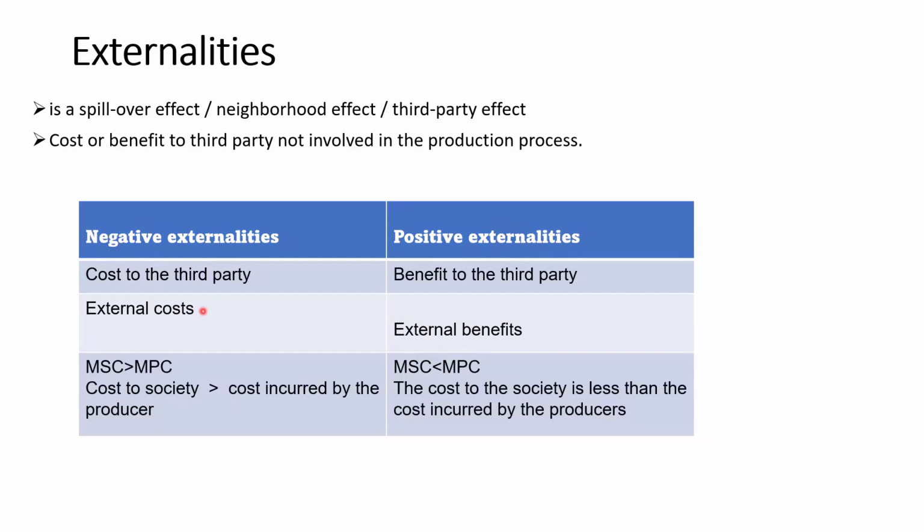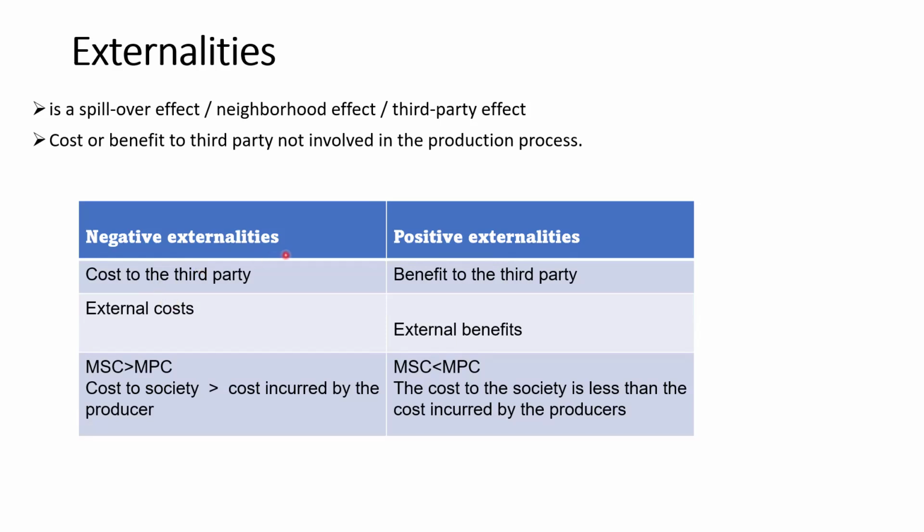So what are externalities? Externalities can also be called spillover effect, neighborhood effects or third-party effect. This can be a cost or a benefit to a third party which is not involved in the production process. For example, if you're smoking a cigarette, it can also affect the person next to you who's not consuming that product. In this case, that is a negative externality, because that smoke would affect that third party negatively.